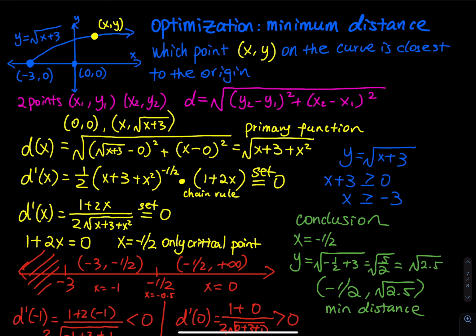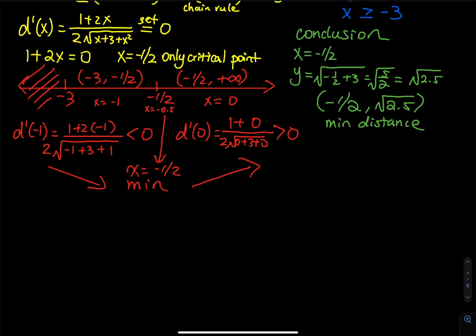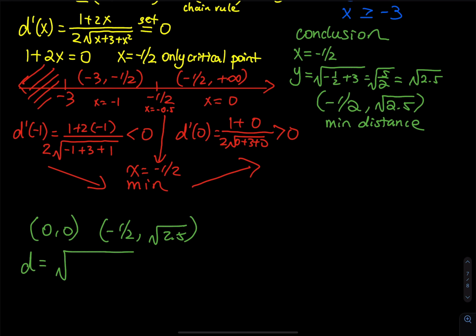All right. And then what is the minimum distance? Can you go one step deeper than that? Basically, the problem is done, the job is done. But what is the minimum distance? Okay, let's dive a little bit more into the problem. So we have 0, 0, and we have -1/2, and then the square root of 2.5. So the distance is equal to the square root of the quantity square root of 2.5 minus 0, squared, plus -1/2 minus 0, squared.